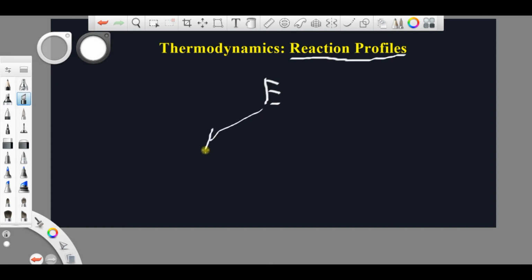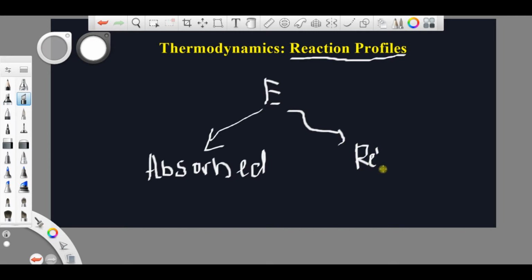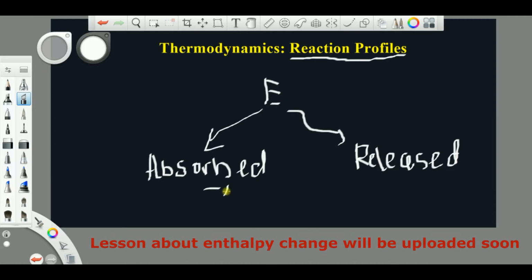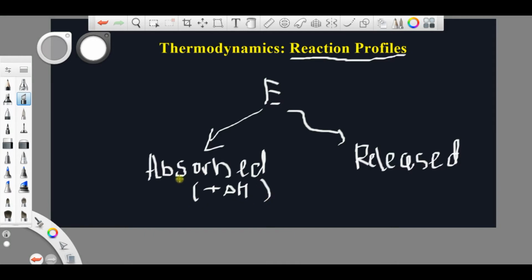can either be absorbed or released. So absorption of chemical energy is related to the enthalpy change and can be labeled as plus delta H. So the reaction that involves absorption of energy is called endothermic.